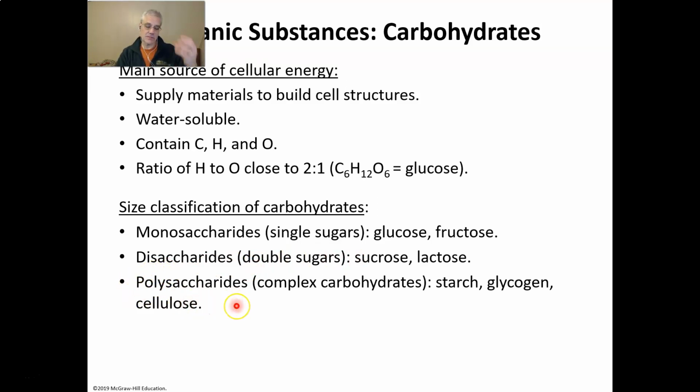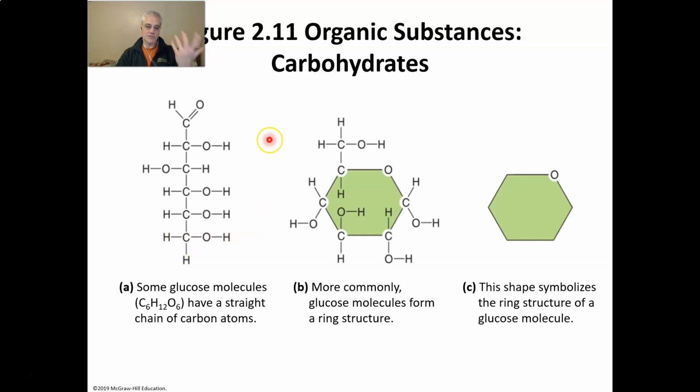Or you can link those monosaccharides one after another into a big long chain, or they can have branching chains. They can have weird looking things. That is called a polysaccharide. So you're going to want to get used to this terminology. Mono means one. Di means two. Poly means many. At least more than two. It doesn't tell you how many. It just says more than two. They're all linked together into a long chain. Right? So here's a picture. This is glucose drawn out in its molecular formula.